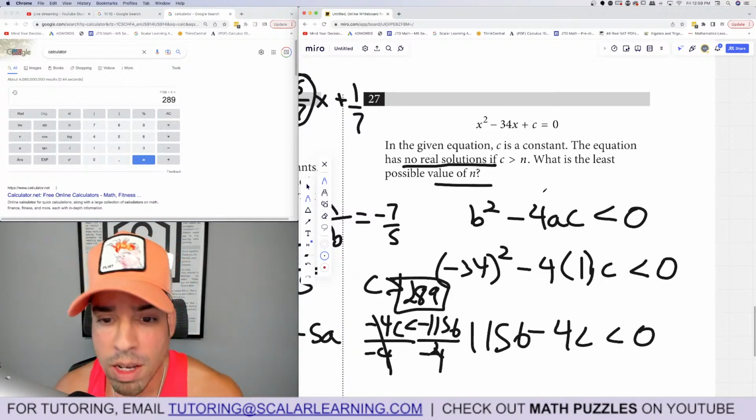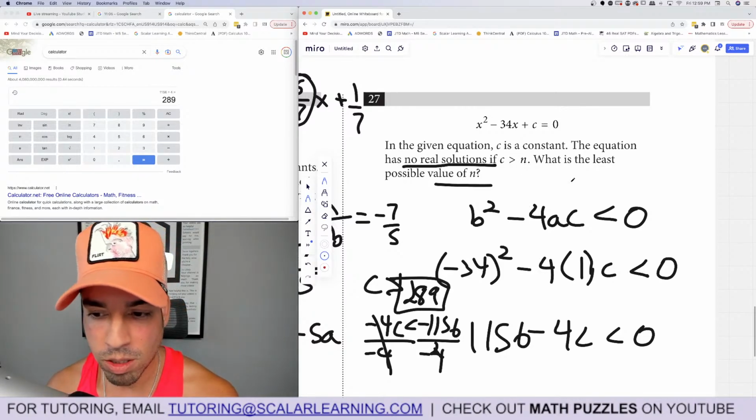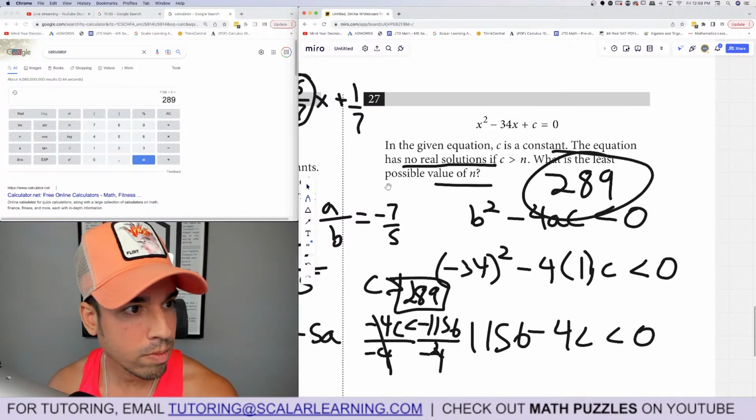That's the value of n, because it says no real solutions if c is greater than n. So what is the least possible value of n? 289. Boom, done. Okay, we got 11 minutes.